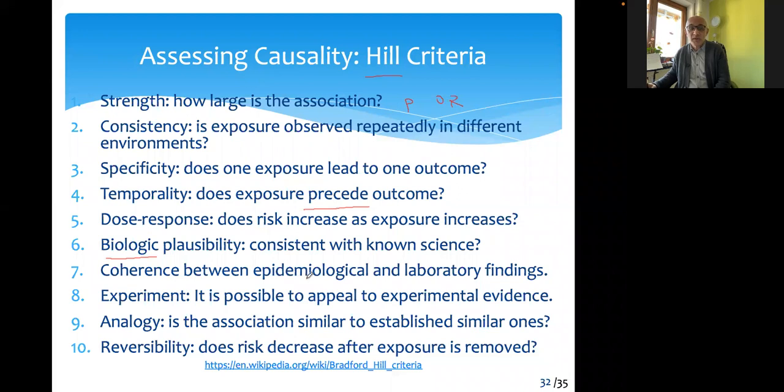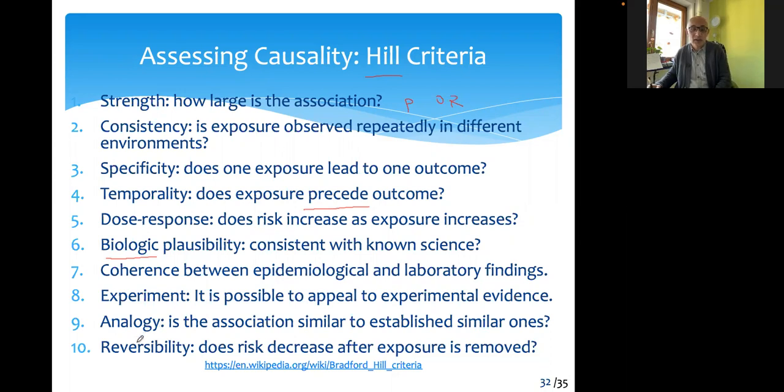What else? Coherence between epidemiological and laboratory findings. Because causality only in the laboratory will not go. You need to show it also in the community, in the people. Number 8, experiment. It is possible to appeal to experimental evidence. So in the laboratory, in animal experiments, for example, you give one group, this is cruelty, you will say, but you give one group tobacco fume, and the other one breathes healthy, fresh air, and you see whether it is causing lung cancer or not.